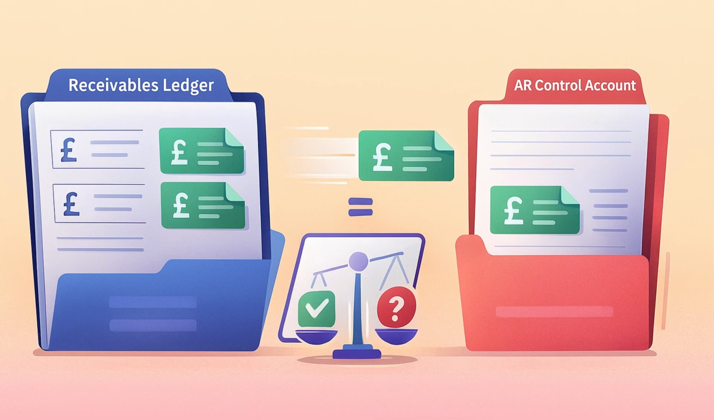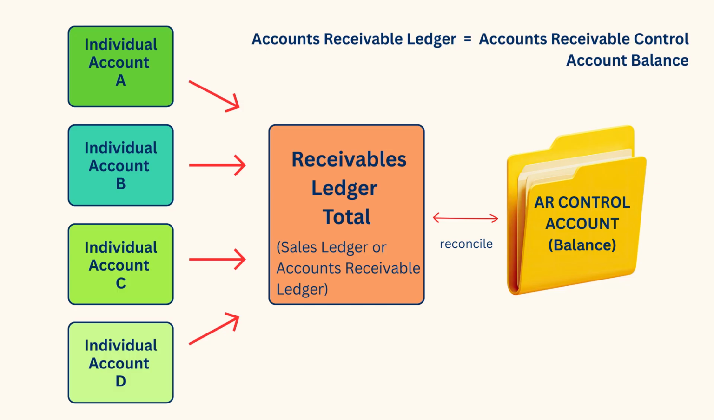The Accounts Receivable Control Account shows the total amount owed to the business by all customers. It works by collecting the totals from invoices and receipts and summarizing them into one single balance in the general ledger. Let's walk through the process.